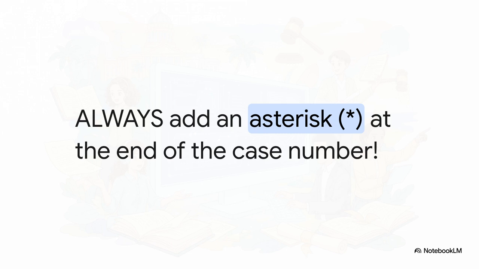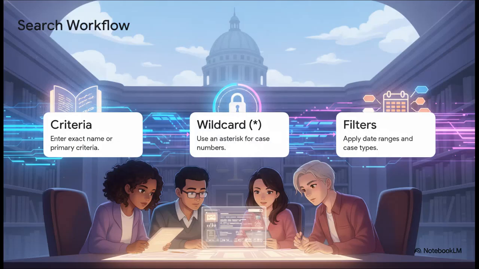It ensures you don't miss a file just because of some minor formatting quirk or an invisible trailing space sitting in the database. Let's look at the actual flow with this. First, enter your primary criteria, which is usually the name. Then, if you have the case number, drop it in with that asterisk wildcard we just talked about. And finally, utilize the date ranges and case type filters. You guys, these filters are incredibly effective at refining your search.